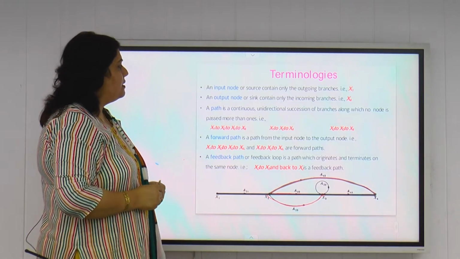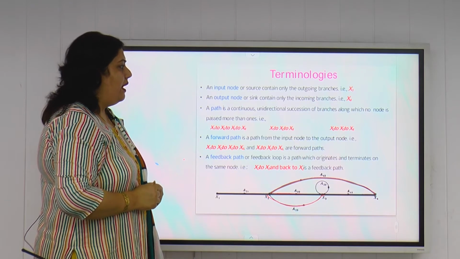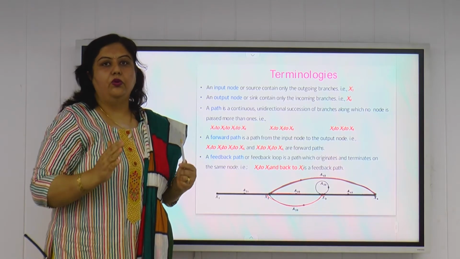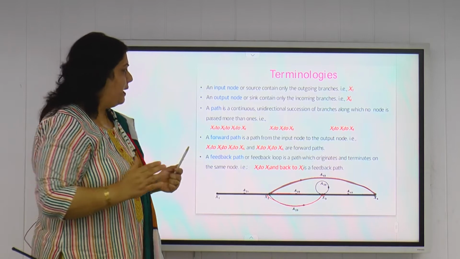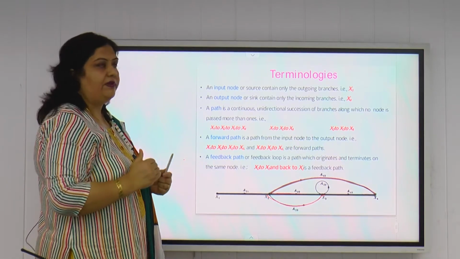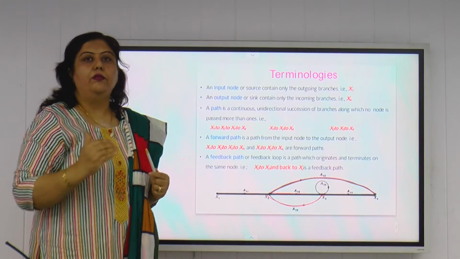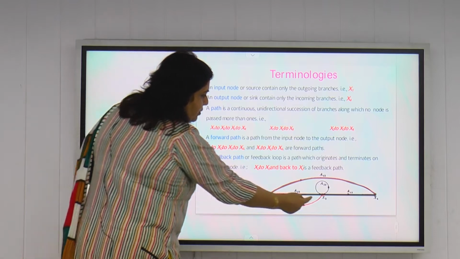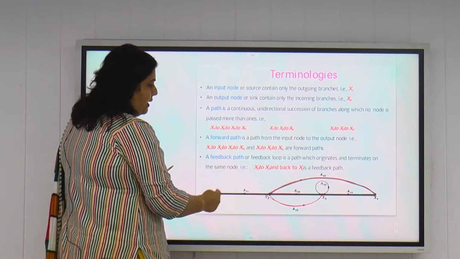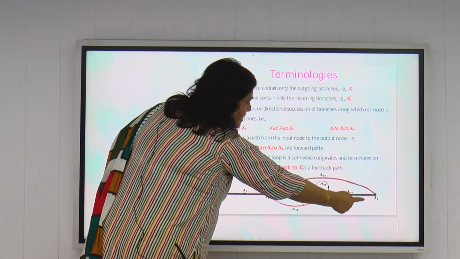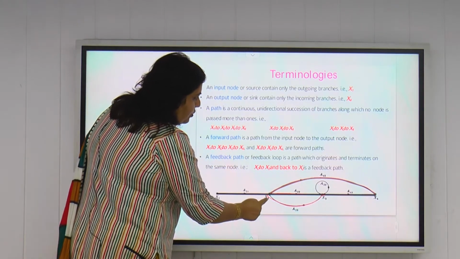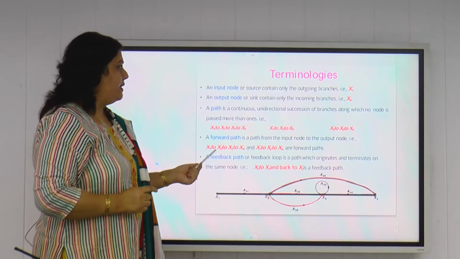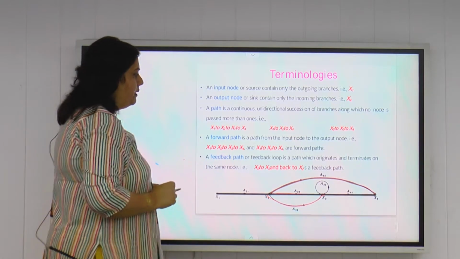Path. What is a path? A path is a continuous unidirectional succession of branches along which no node is passed more than once. No node should be encountered more than once. This is the characteristic of any path. So what are the paths here? The first path is x1 to x2 to x3 to x4. This is the first forward path. Then x1 to x2 and x4. This is the second forward path. Third is x2, then x3 and x4. These are some paths. They are represented in this signal flow graph. Next is forward path. What is a forward path?